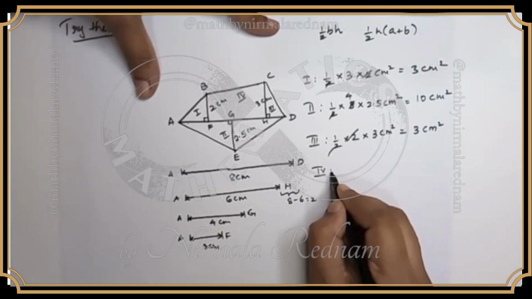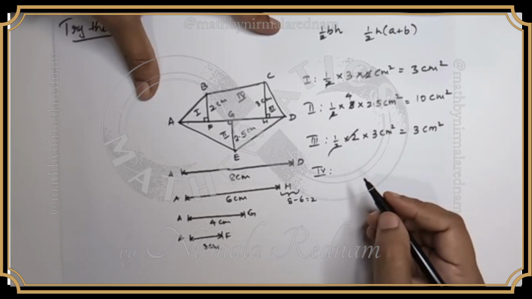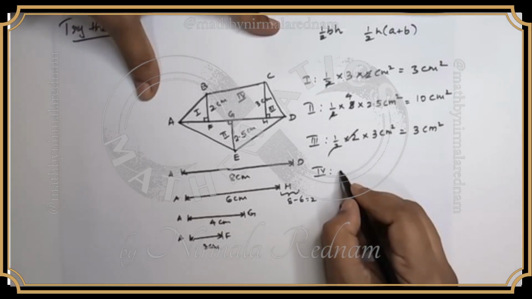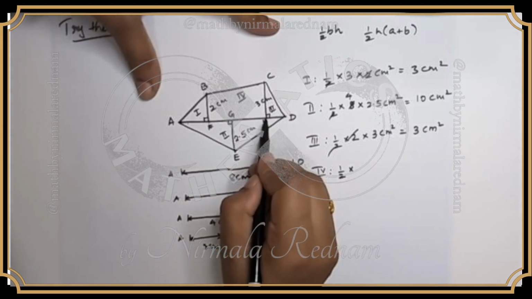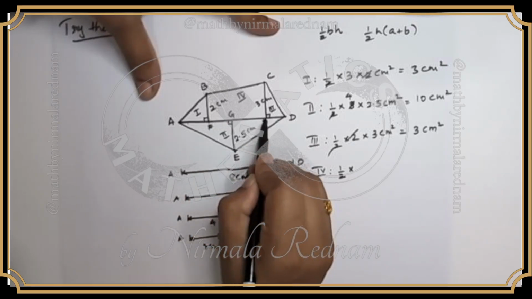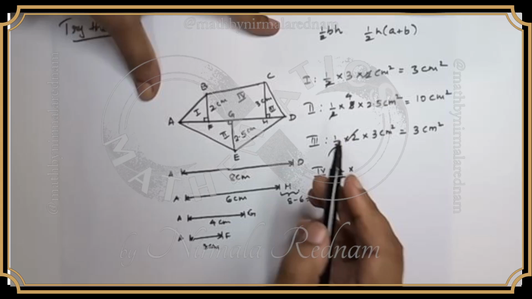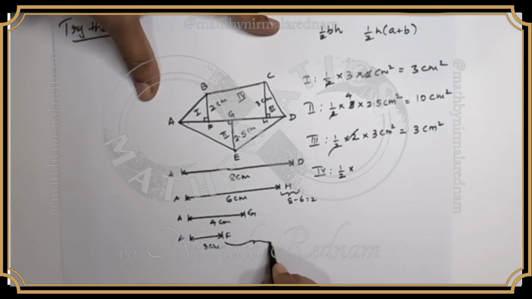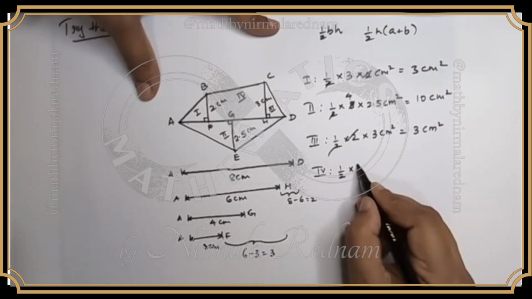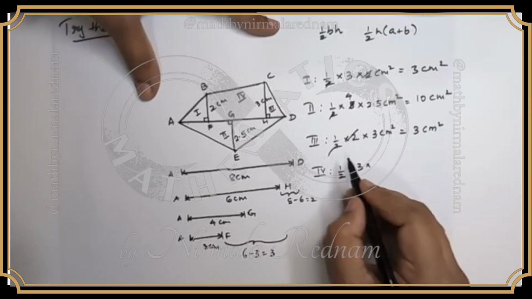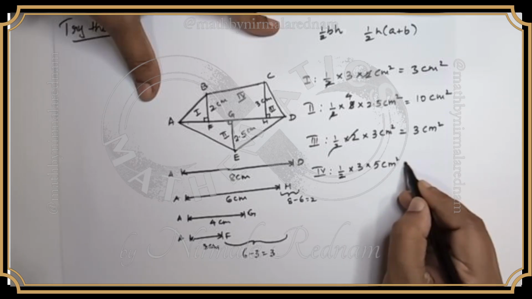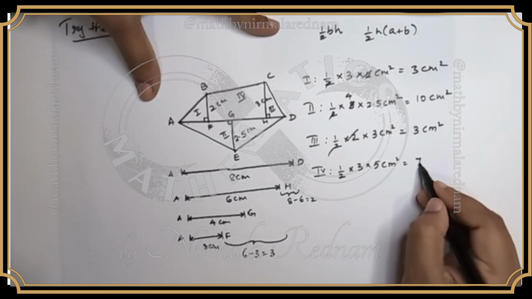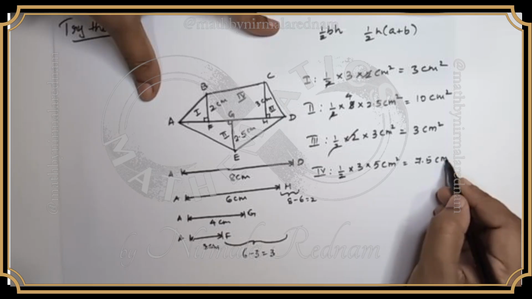Coming to the last segment, now this is a trapezium. You know that area of a trapezium is half into h into a plus b. Now what is h? FH. FH is the height between the parallel sides. So FH is this length, which is nothing but 6 minus 3, which is 3. And then I have a plus b, 2 plus 3, which is 5. So this is 15 by 2, 7.5 square centimeters.